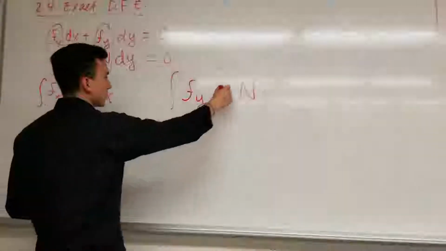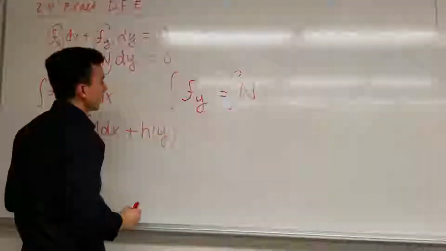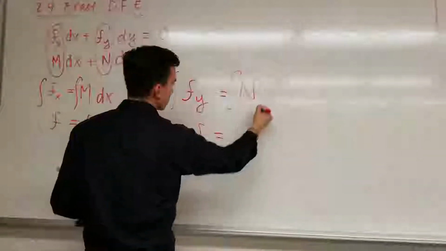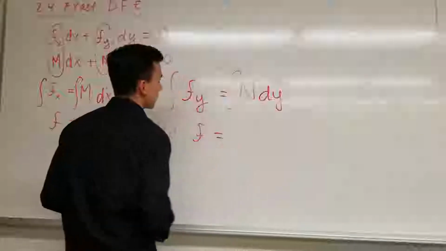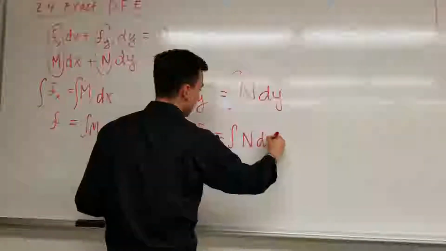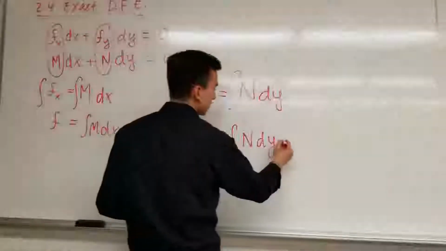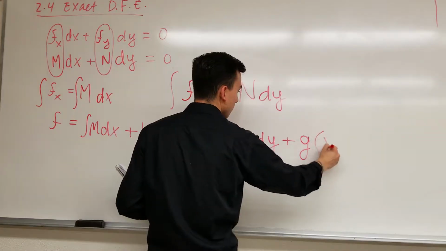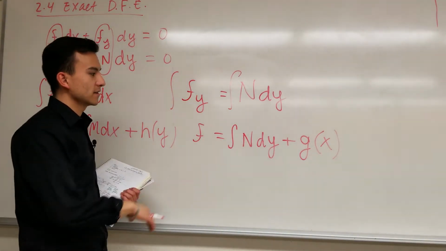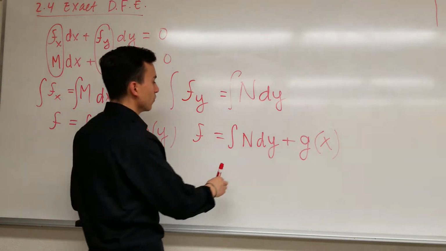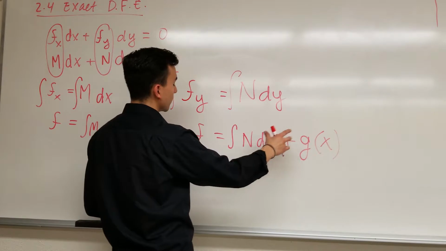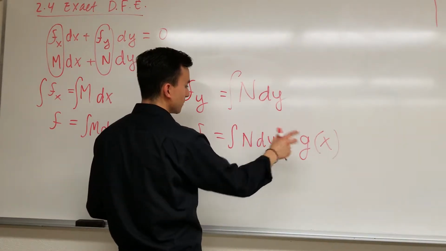So if I were to take the integral of that as well, I'm going to get this little f is equal to, that was with respect to dy. Okay, so I'm going to get the integral of n dy plus g of x. And that goes back to the idea again where we had to have an x variable somewhere, whatever x variable that was, it had to be in there.